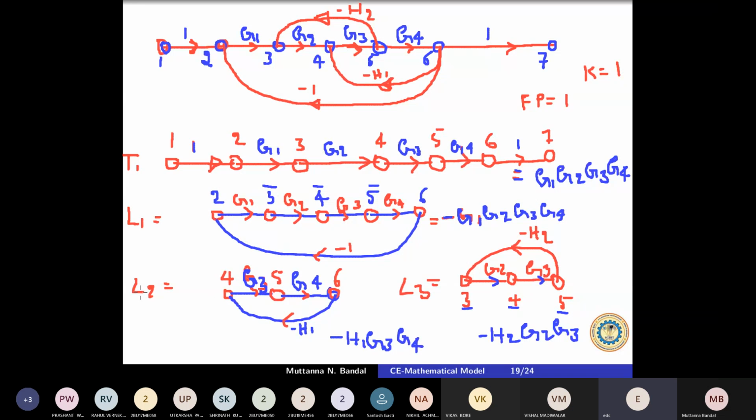Now let me check L2 and L3. L2 is touching L3 at 4 and 5. Hence, I don't have non-touching loops. Two non-touching loops are not there. So obviously, if two non-touching loops are not there, three non-touching loops will also not exist. Okay, so let me take off this and write the formula. So what was the formula?